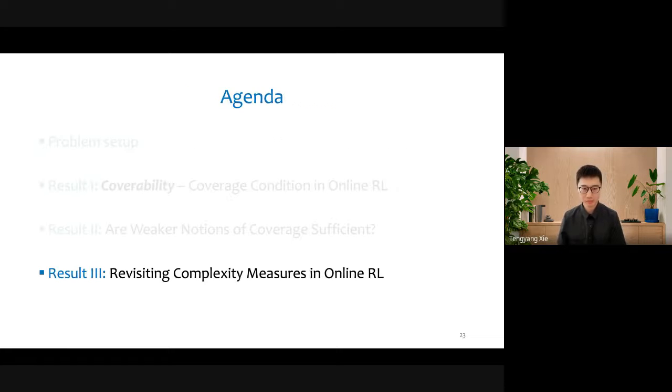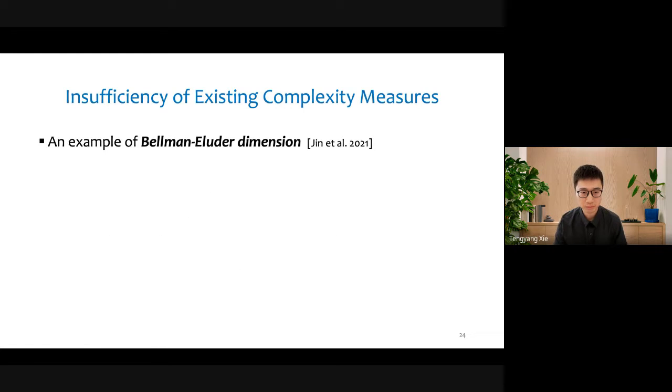Okay. So now I will go to our last part. I will revisit the existing complexity measures in online reinforcement learning and mainly discuss what the insufficiency in existing complexity measures is. I will mainly use the Bellman eluder dimension as an example, and that argument can also be generalized to the others.